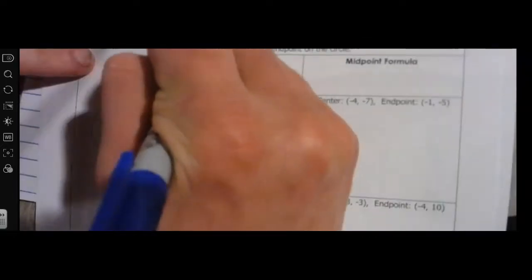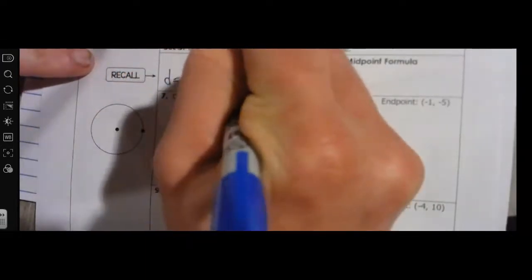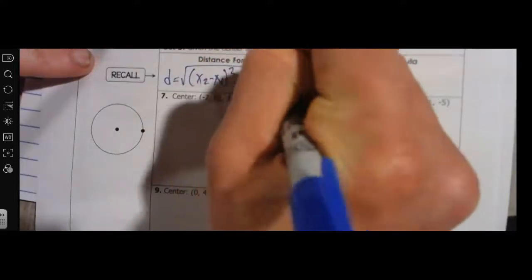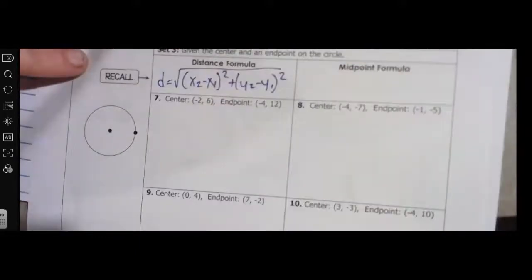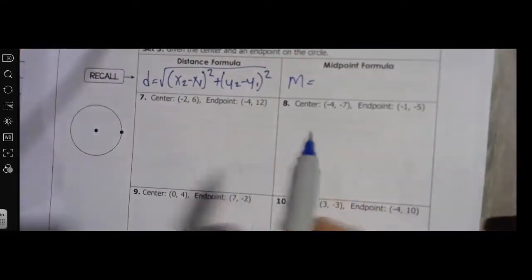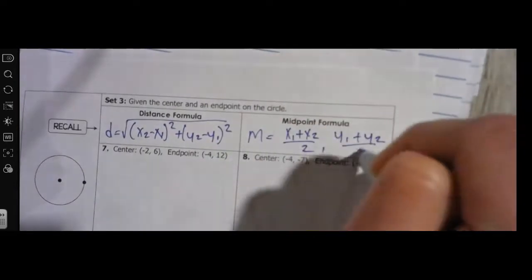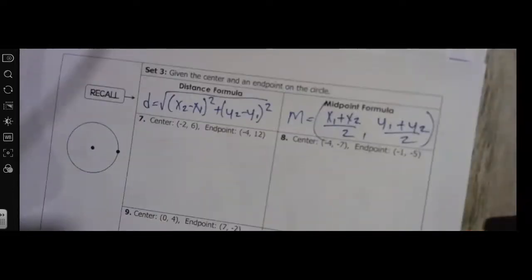The distance formula is the square root of x2 minus x1 quantity squared plus y2 minus y1 quantity squared. And the midpoint formula, you don't have to memorize, is when you add the 2 points and divide by 2. So if you have 2 points and you want to find the midpoint, you add these 2 points and divide by 2. So it's x1 plus x2 divided by 2, comma, y1 plus y2 divided by 2. Those are the two formulas that we need to use in order to do these.